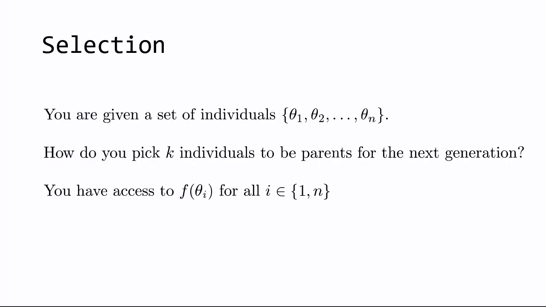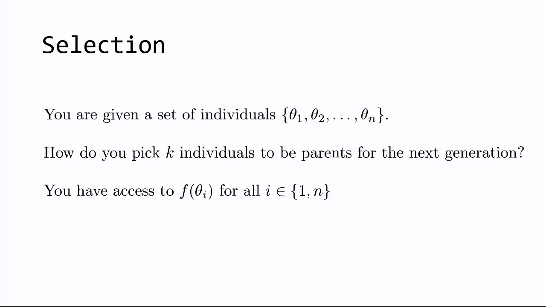So now we talk about one of arguably the most important steps of evolution, this selection step. And that's the step where you pick which individuals get to survive to the next generation. So just to keep this in good notation, let's just say we have a set of individuals, theta 1 through theta n.